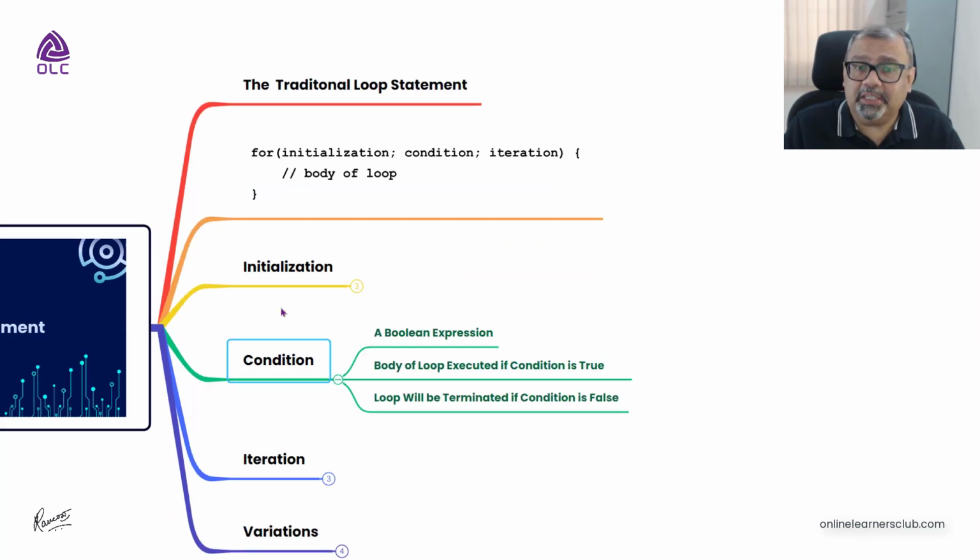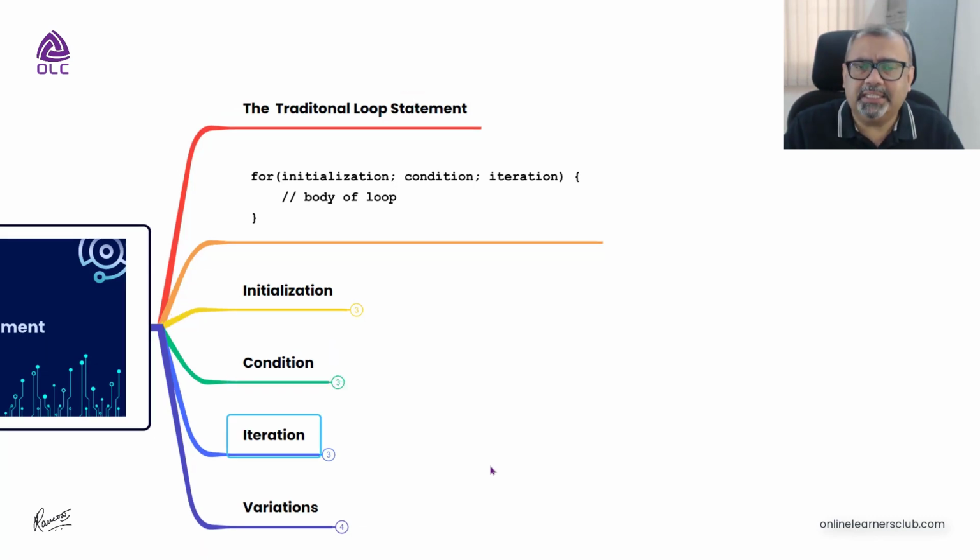Then comes the condition, which is a Boolean expression. As long as this Boolean expression is true, the statement within the loop will be executed. Again, it could be one statement or a block of code. The body of the loop will be executed if the condition is true, and the loop will be terminated, or comes out, if the condition is false. So it's a very straightforward mechanism as far as the condition is concerned.